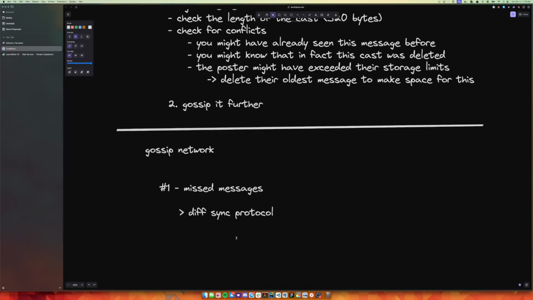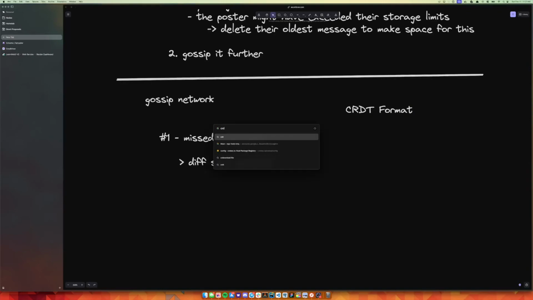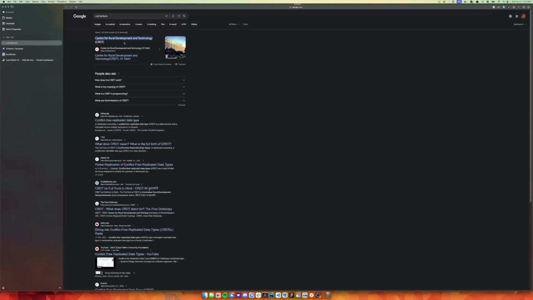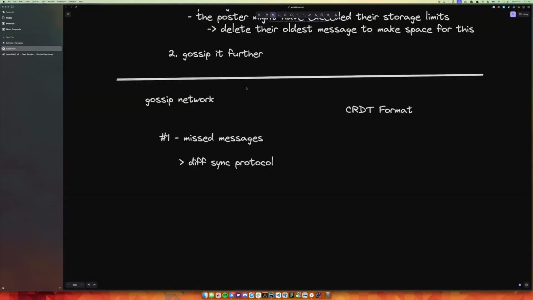Important thing to note over here is how this data is stored and what is actually being sent over the wire. So Hubble stores all data in a CRDT format, right? So CRDT, I forget the full form of this. It is, no, conflict-free replicated data types, okay?